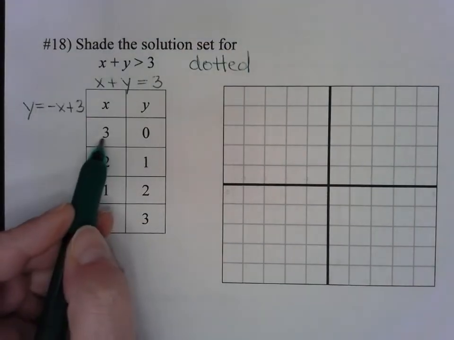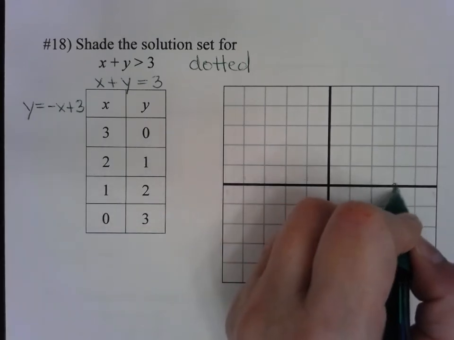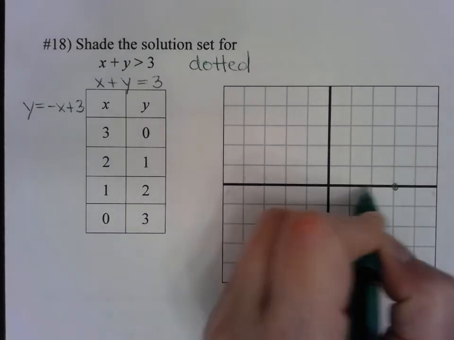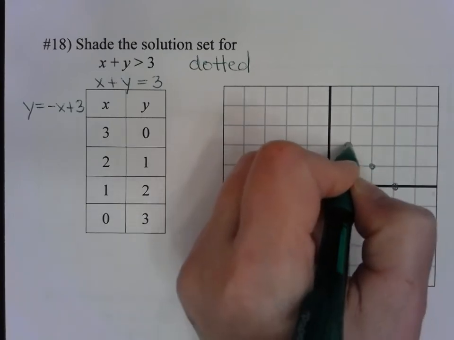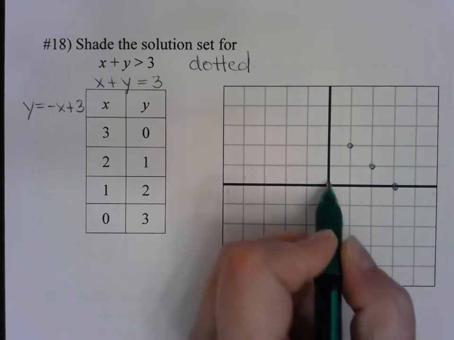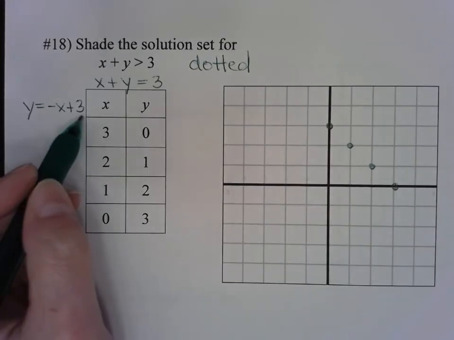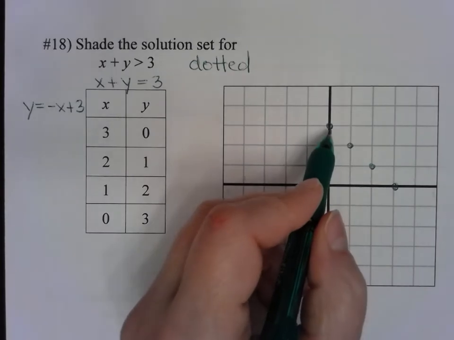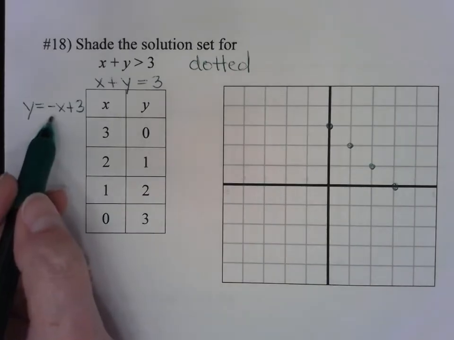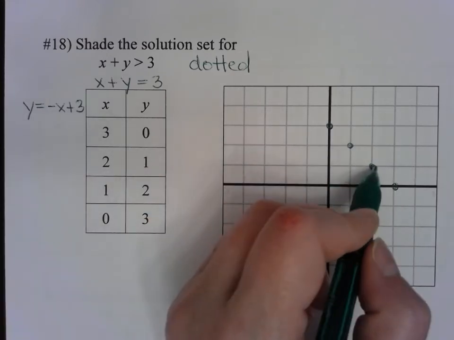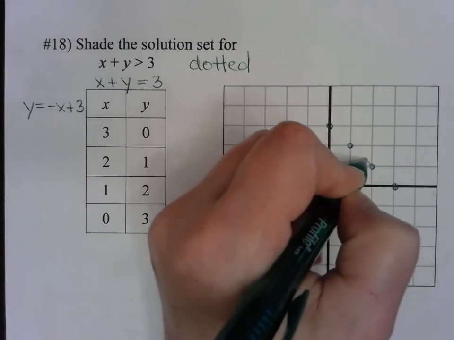Since I already have these here, I guess I'll go ahead and use them. So I have (3, 0), (2, 1), (1, 2), and (0, 3). Notice this is my y-intercept of 3. I'm going down 1 over 1, because I have a -1 slope. Down 1 over 1, and so forth. Okay, and it's dotted.